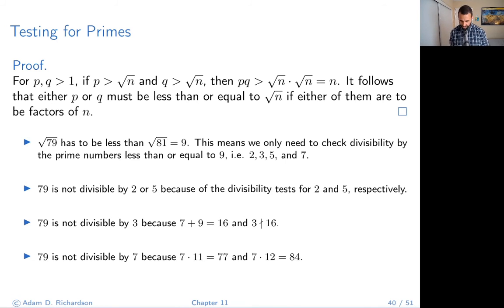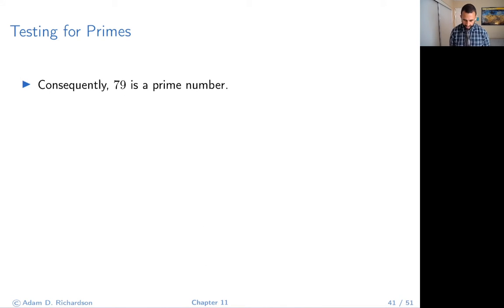Actually, I did it a different way. I looked at 7 times 11, which was 77, and 7 times 12, which is 84. But 79 is between those, right? Actually, I shouldn't use that notation. That's bad notation. 79 is between those, and I only went up by one multiple. So guaranteed, doesn't work. All right. So 79 is a prime number.